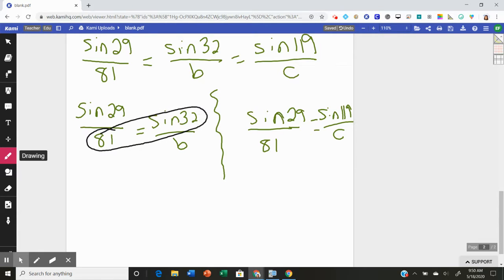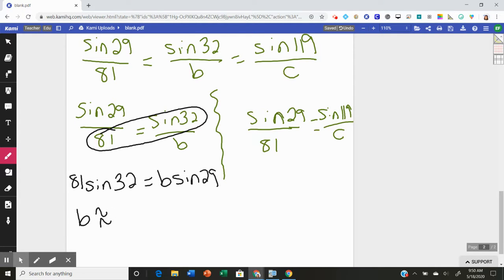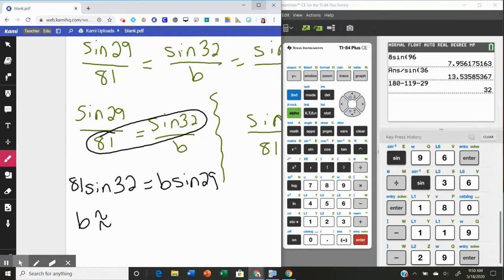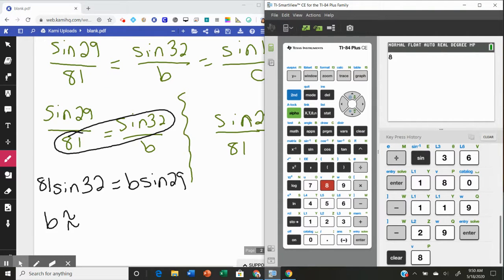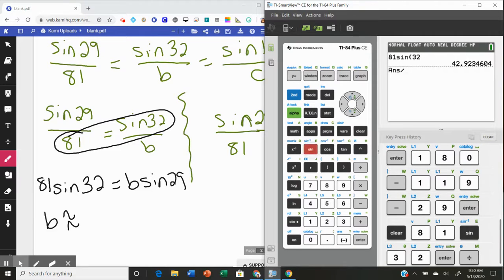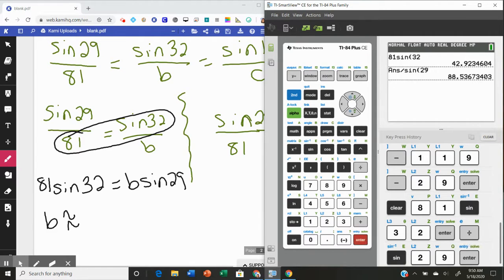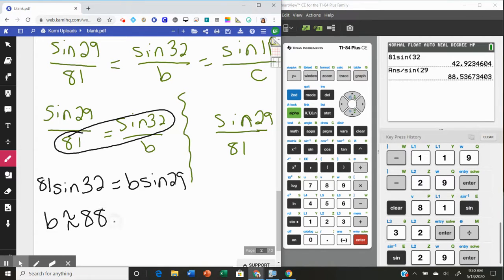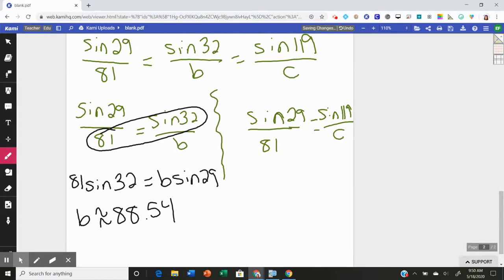When we cross multiply these first, I get 81 times the sine of 32 is equal to B times the sine of 29. So B is going to be about, let me clear this out. I need 81 times the sine of 32, and then I need to divide that answer by the sine of 29. So I get about 88.54 units.